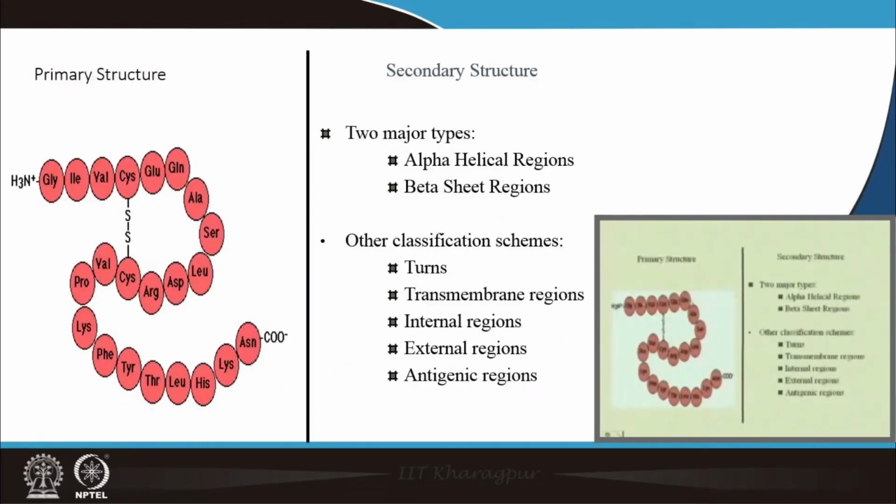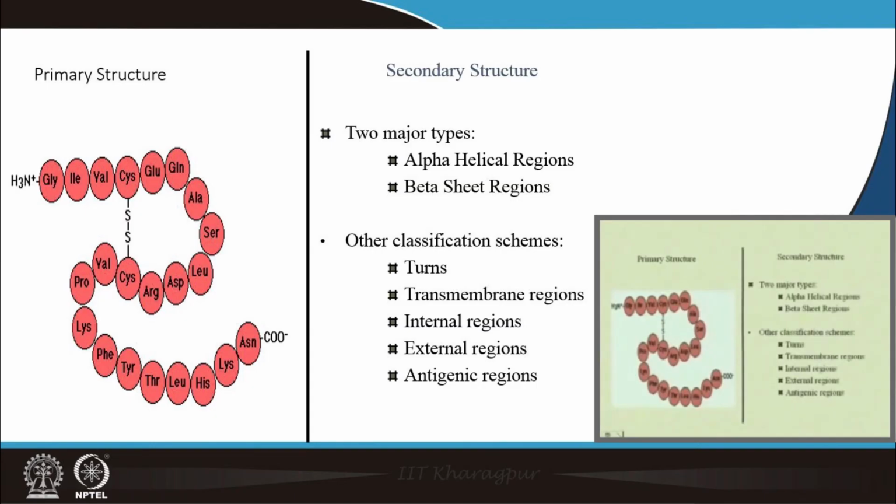Okay, so this is our primary structure, this is a secondary structure. The two major types of secondary structures are alpha helices and beta sheets. I showed you on the previous slide a beta strand. Now when beta strands link together, they form beta sheets. Okay, we will understand what these sheets are.